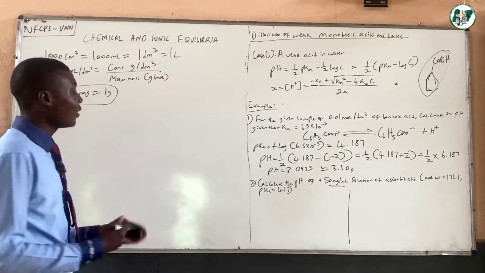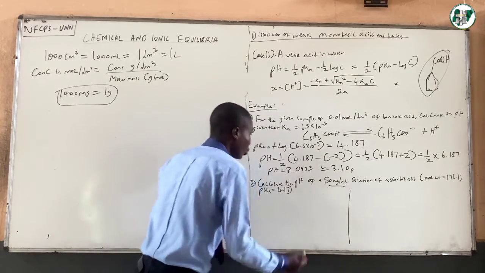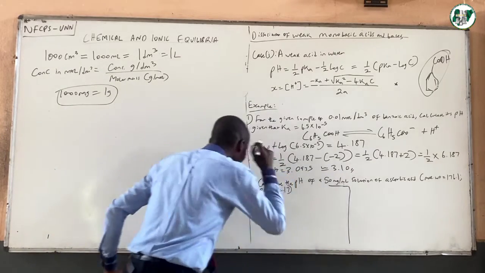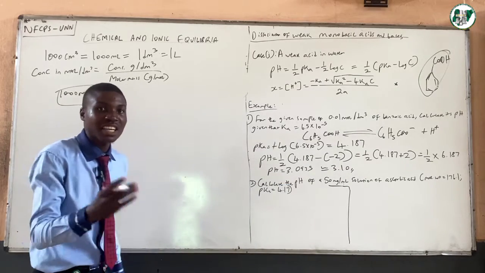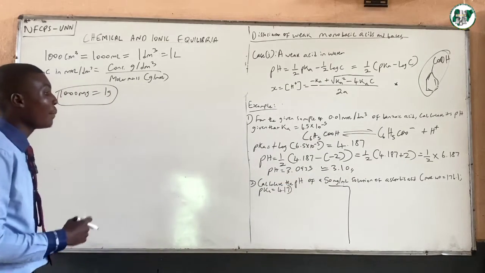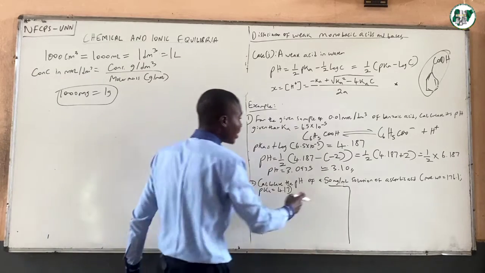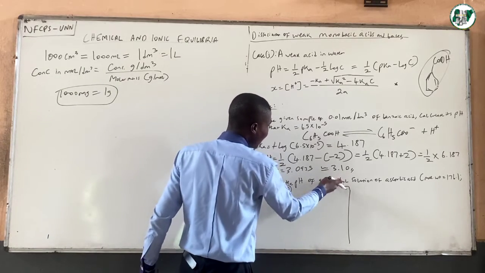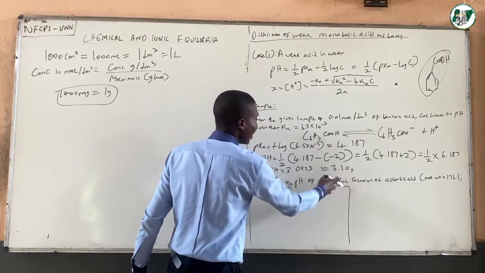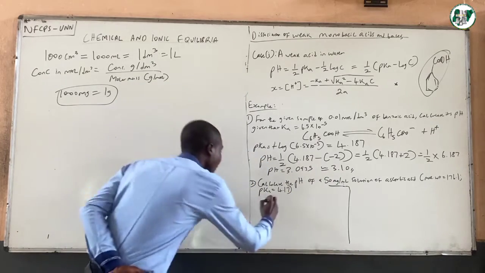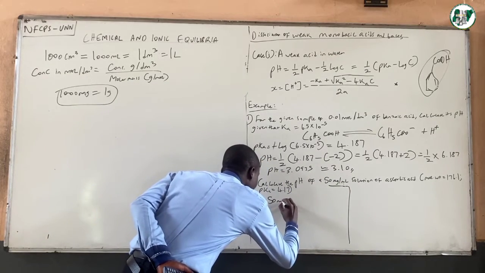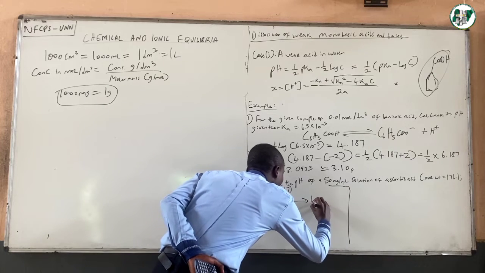All right, so let us do the conversion. Let's do it in the solution space we have here. We have that 50 milligram is present in 1 ml. So the first thing we'll convert is our milligram to gram, and then we'll convert our ml to dm cube. 50 milligram is present in 1 ml.